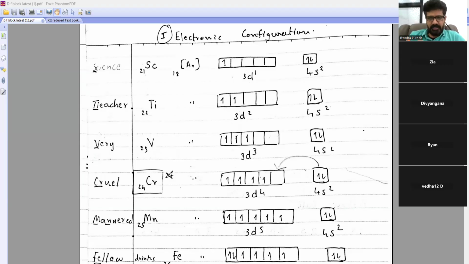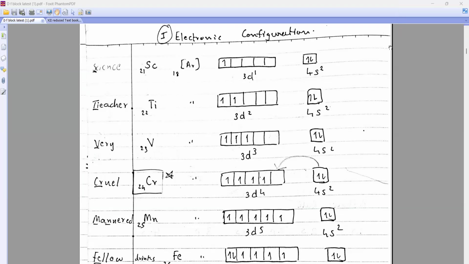Okay, we have already started with D and F block. In first class, we have studied about the electronic configuration. Then we have studied about magnetic property. Then we have studied about oxidation state. Today, we are going to study about color. And after the color, we are going to do other properties of D and F block element. And today, I am also going to cover potassium dichromate and potassium permanganate.